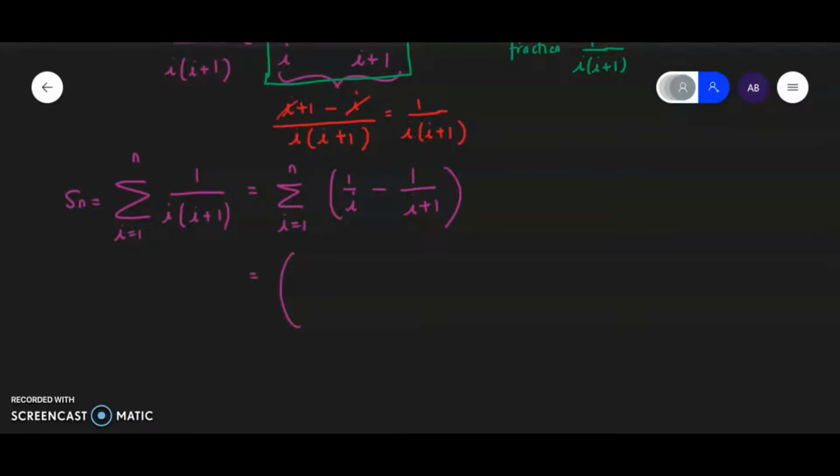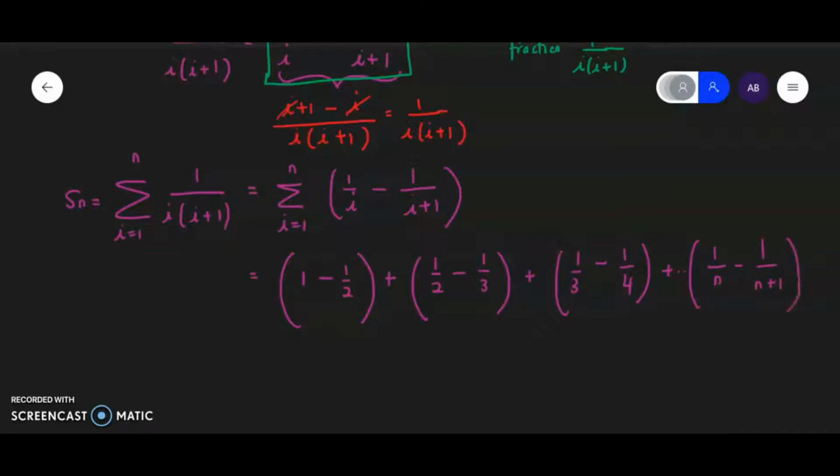When i equals 1, I have 1 minus 1 over 2. Plus when i equals 2, 1 over 2 minus 1 over 3. When i equals 3, 1 over 3 minus 1 over 4. You can see the pattern, right? So when i equals n, 1 over n minus 1 over n plus 1. This is a telescoping series because I can cancel out this term, this term, this term. That will leave me with 1 minus 1 over n plus 1.